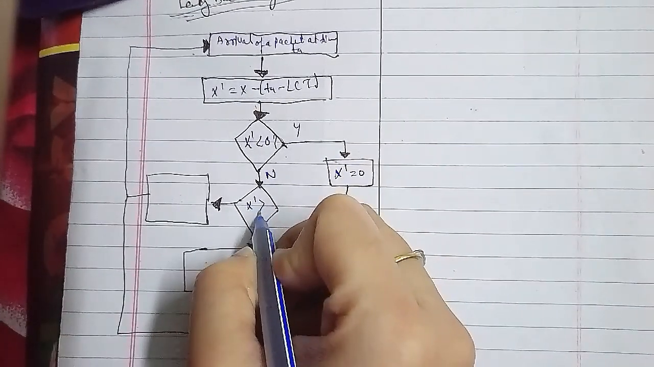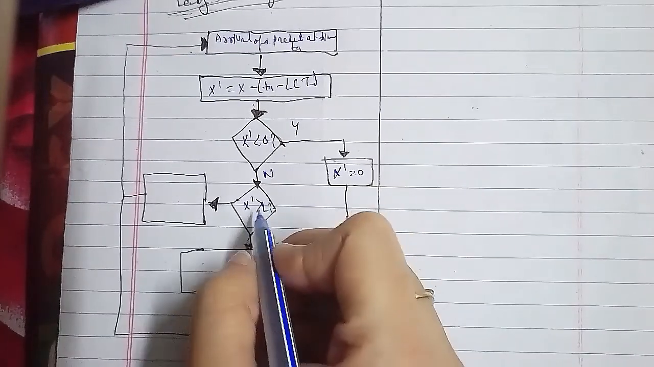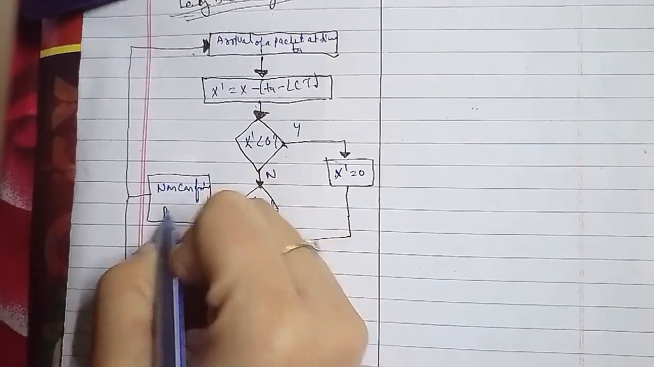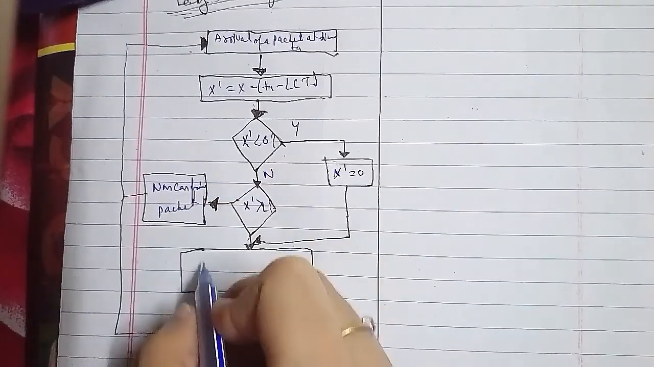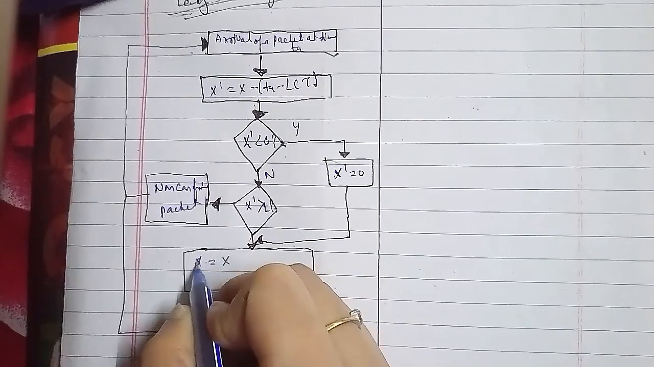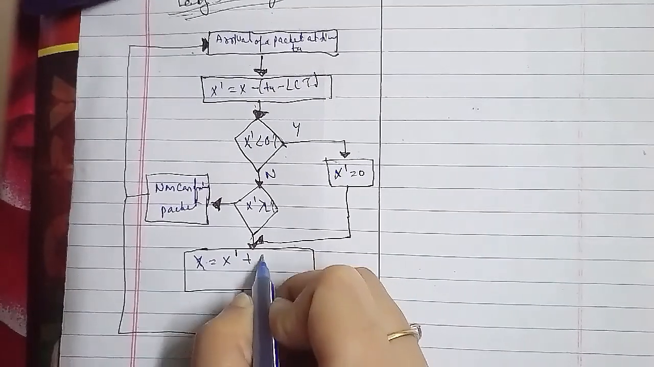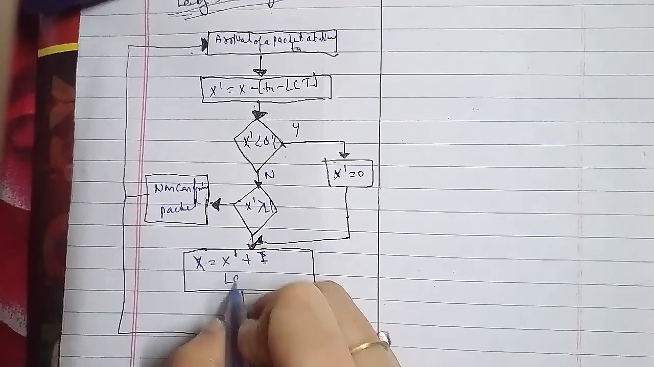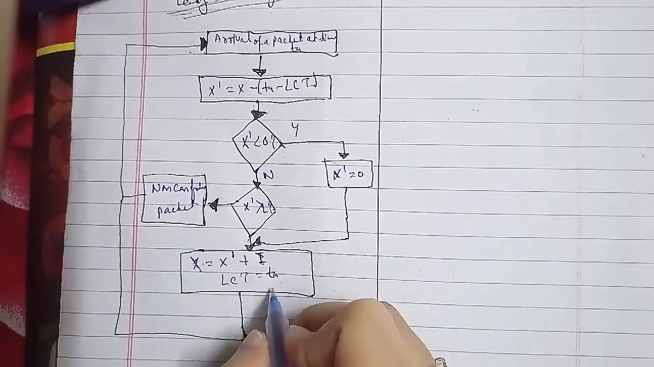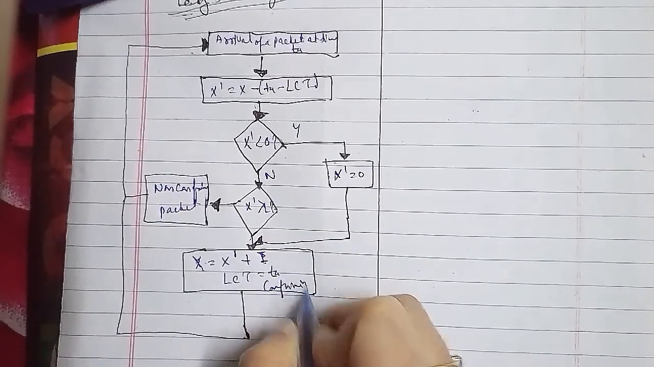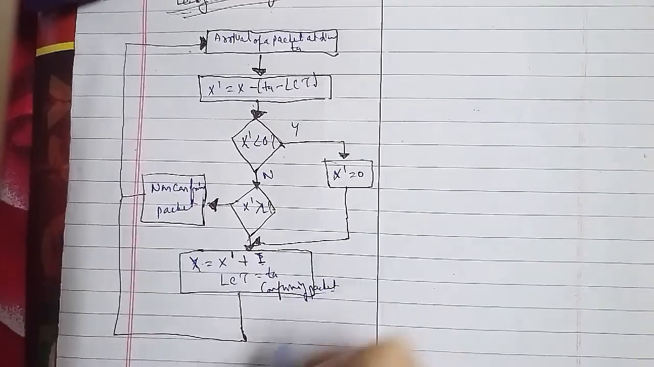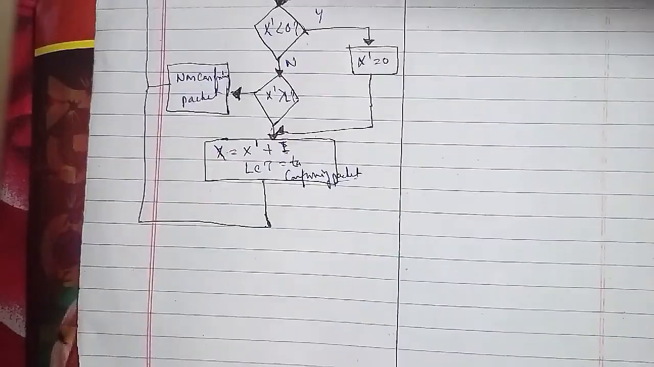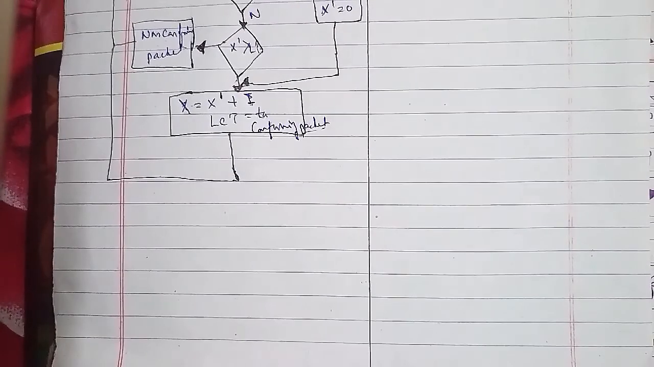And for that, this is your non-conforming packet, and here it will be x equals x dash plus 1 plus I, we can say that, and this is for LCT, that is equals T of A, that is conforming packet, and obviously we can say that in the same reference towards it. X equals x dash as well as LCT.